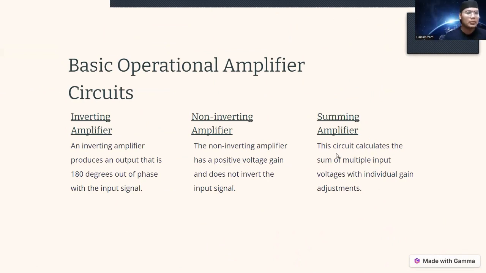So next we move to the basic op-amp circuits, the simplest ones. There are three. The first one is the inverting amplifier. This is an amplifier that produces an output that is 180 degrees out of phase with the input signal. Next is the non-inverting amplifier. It has a positive voltage gain and does not invert the input signal. Lastly is the summing amplifier. It will calculate the sum of multiple input voltages with individual gain adjustments. Okay, next slide.